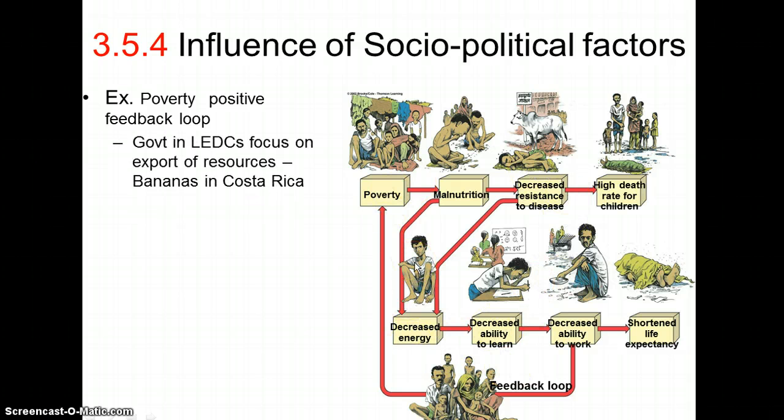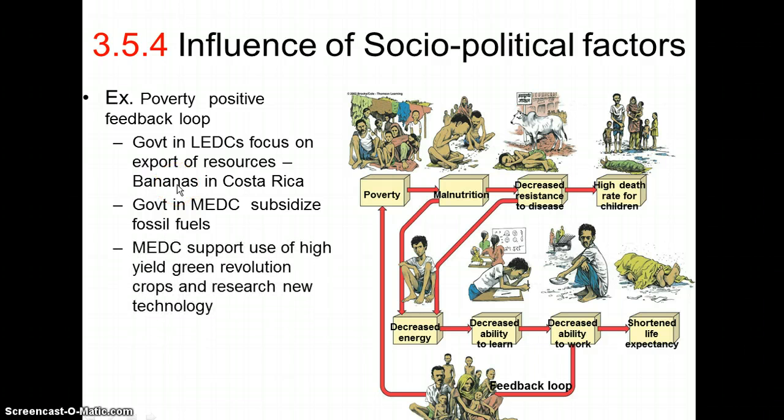So this could look like the government is unfortunately focused on exporting its goods, such as bananas, in places like Costa Rica rather than feeding their own people. And then the MEDCs who are importing those goods are going to subsidize the fossil fuels that are helping that to be pretty cheap as a process to export. Then the MEDCs are lucky enough to have the technology to do really strong, intensive agriculture with higher outputs. This is called the green revolution. We'll talk about that more in a second.